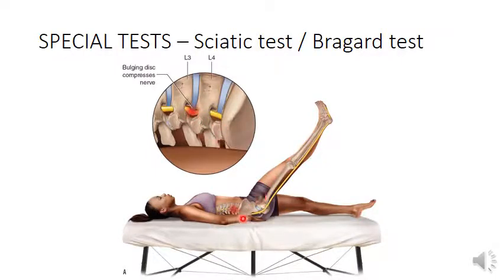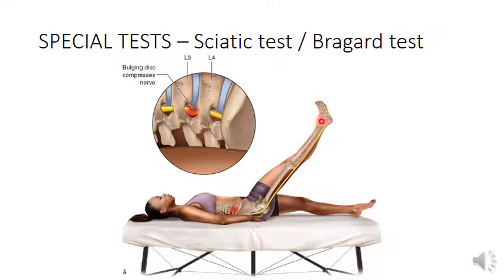During this test, the sciatic nerve will be stretched, and if there is any injury or any intervertebral disc compression, which is usually between L3 and L4, or between L4 and L5, we will be able to detect it by this straight leg test. And the Bragard test is just another modification of this straight leg test.